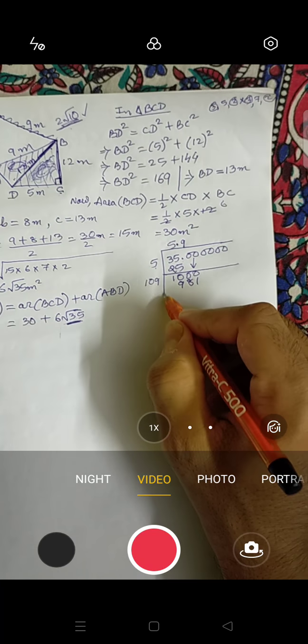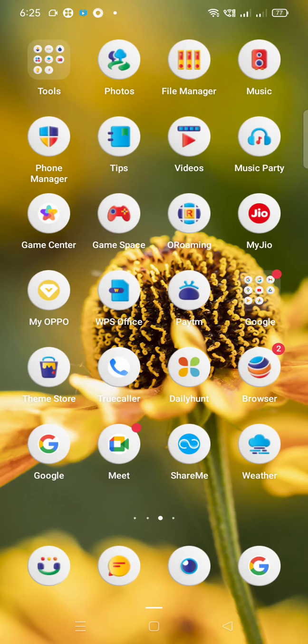Any confusion? This 9 will be multiplied with all of this.